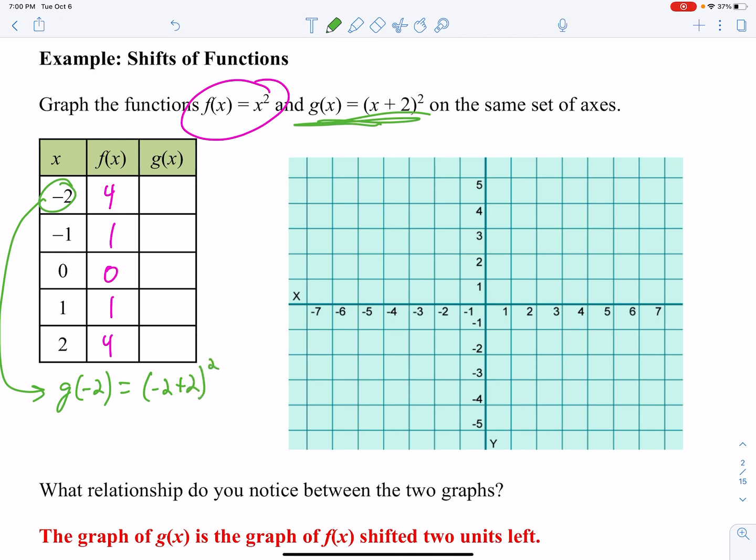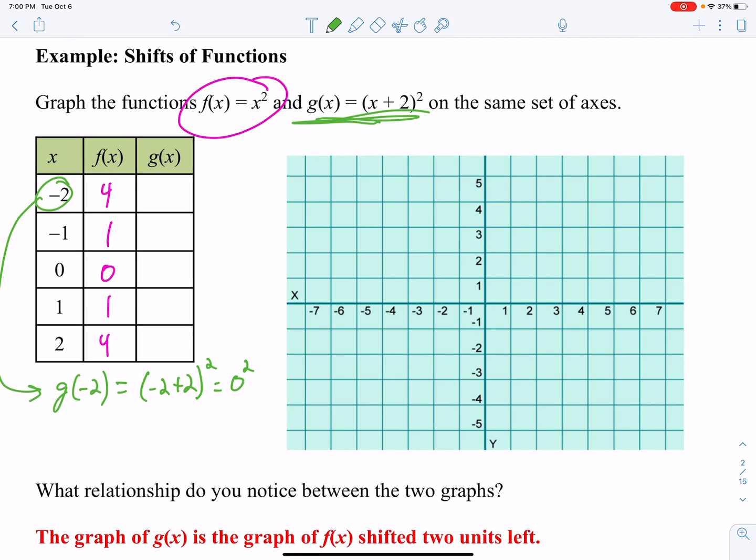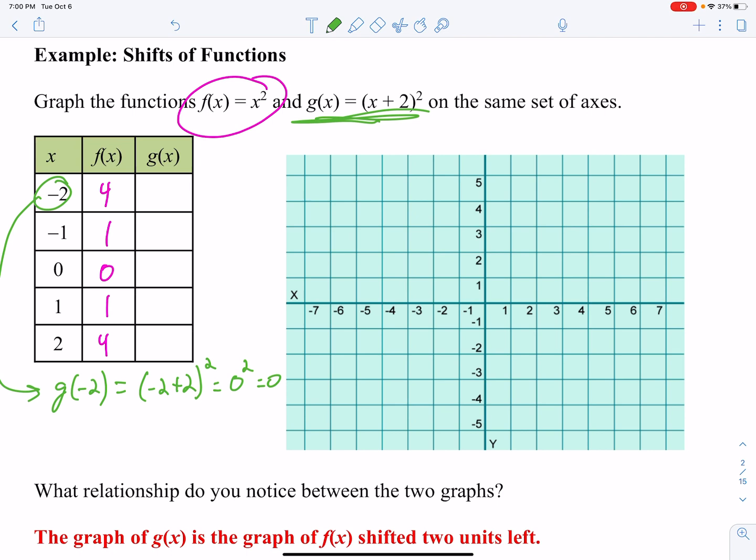Okay, but we have to do PEMDAS, right? So PEMDAS says do parentheses first, then exponents. Okay, that's very important. So -2 plus 2 is 0, right? And I'm going to write it out. You don't have to write this out. But so inside the parentheses is 0 squared, which of course we know is 0, right? Okay, so that's a 0.